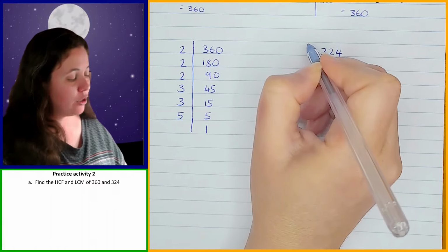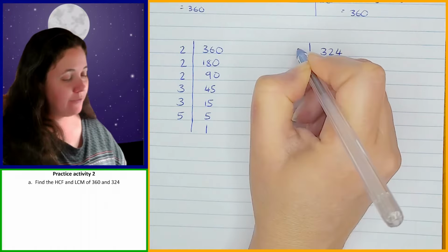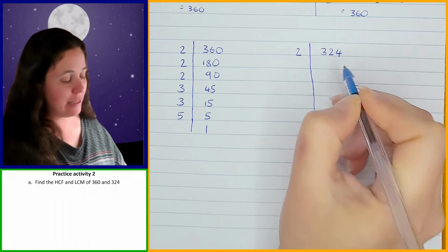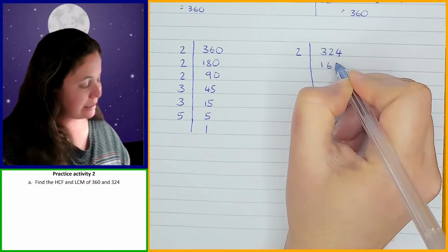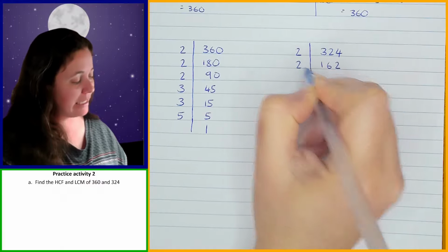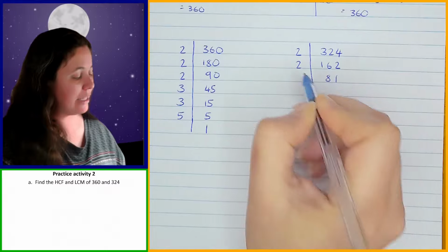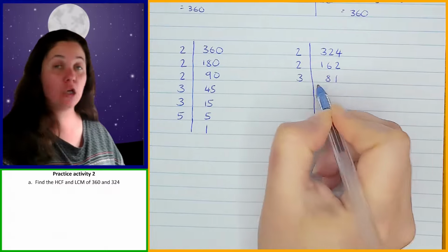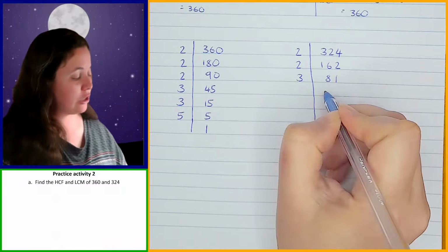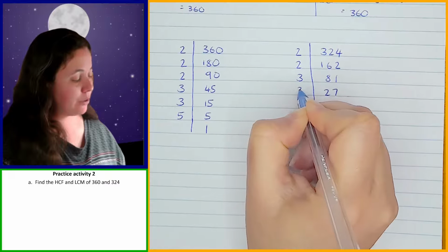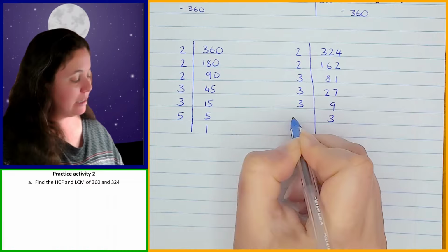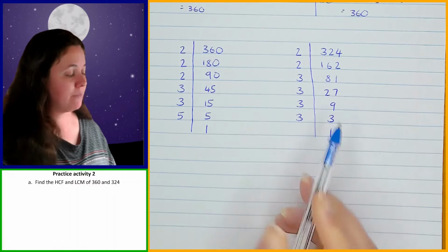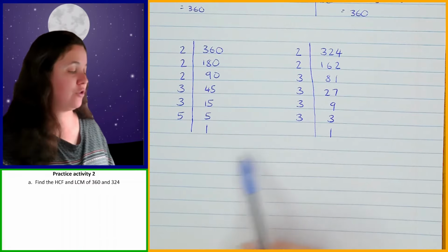The next one, 324. First of all, if I divide by 2, that should have given you 162. Then if I divide by 2 again, it gives you 81. Then if you divide by 3, because it's not even, you can't divide by 2, that's going to give you 27. Divide by 3 again, that gives you 9. Divide by 3 again, that gives you 3. Divide by 3 again, and that gives you 1. So that's what your ladders should have looked like for the two numbers.